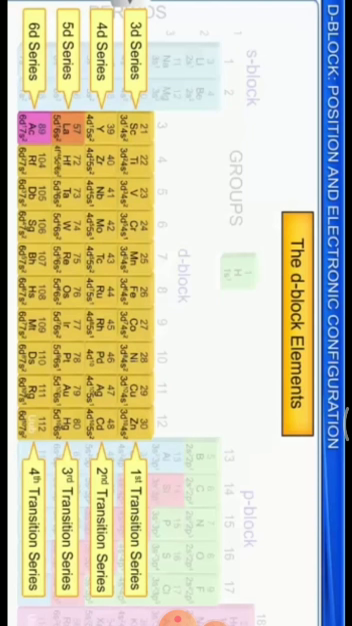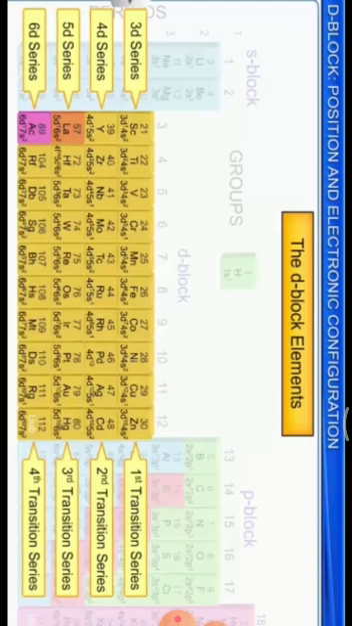This is because of the strong metallic bond existing between metal atoms, which is because of the involvement of both ns and (n-1)d electrons. That means in these elements, in addition to ns electrons, (n-1)d electrons are also involved in bond formation.